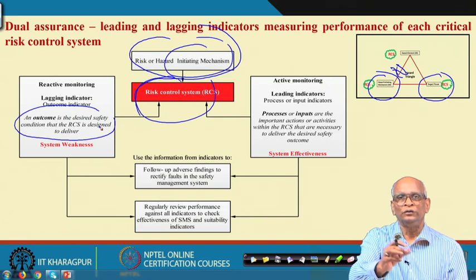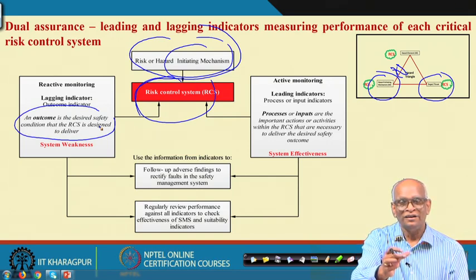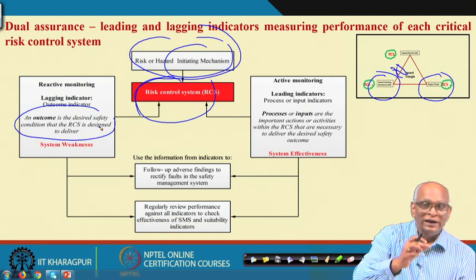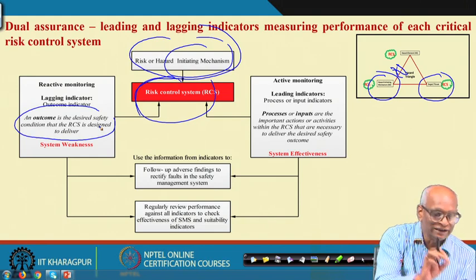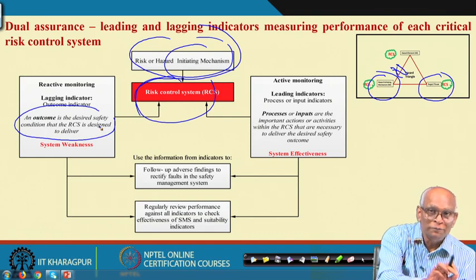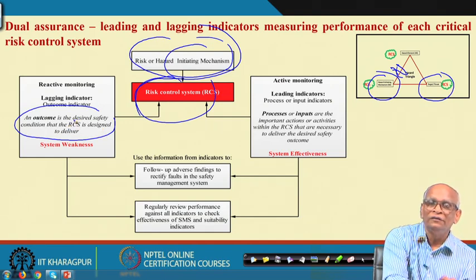If you say the joint should not fail, that is the outcome. So, the lagging indicator is the looseness of the joint, the vibration in the joint. That is the lagging indicator. So, by measuring those things, finally, you will see this outcome will be achieved.